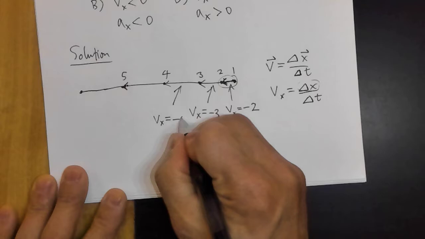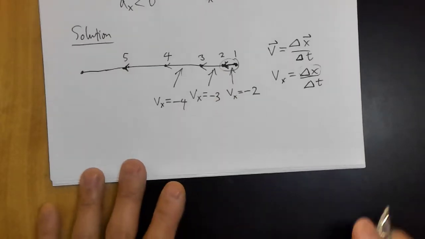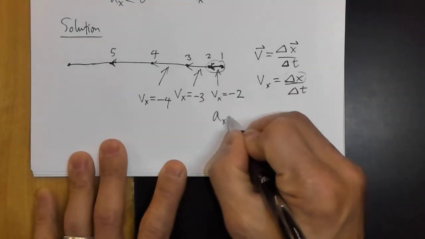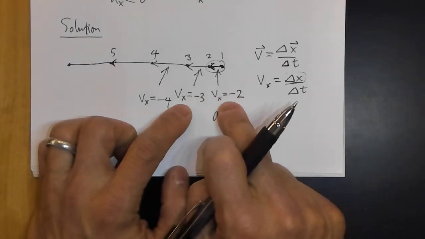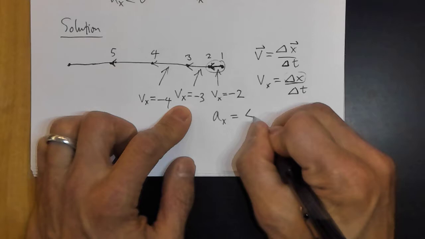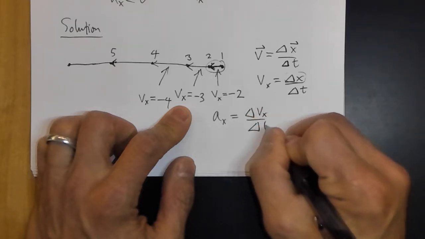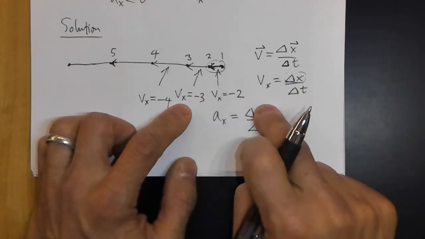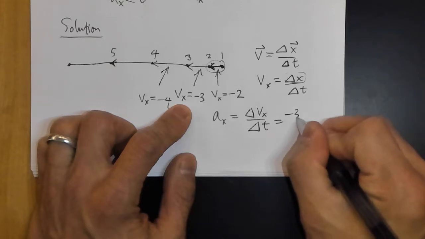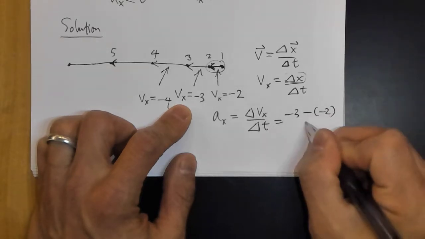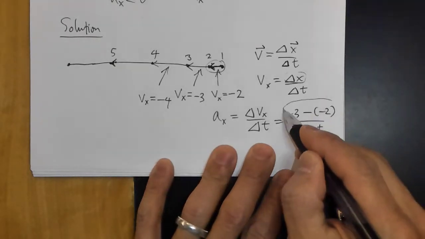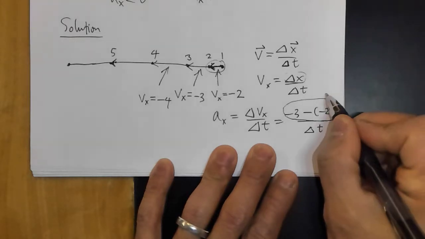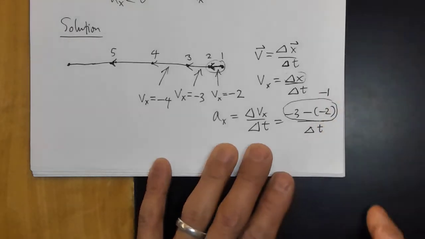Now, if I'm calculating the acceleration, what I need to do is find the change in the velocity. In other words, I need the delta Vx over delta t, and that's final minus initial. So I need minus 3 minus negative 2 over delta t. Everybody got that? So is this going to be positive or negative? Yeah, so that's going to be negative. In fact, I'm getting minus 1 here.